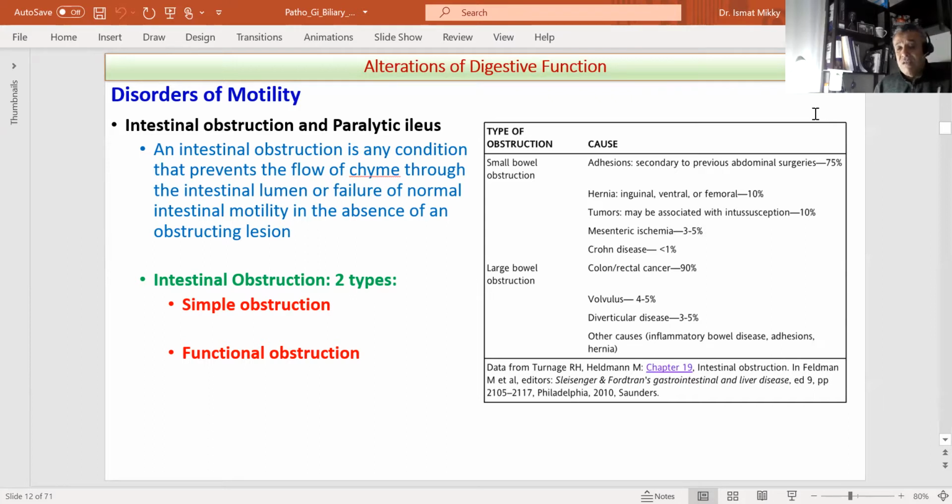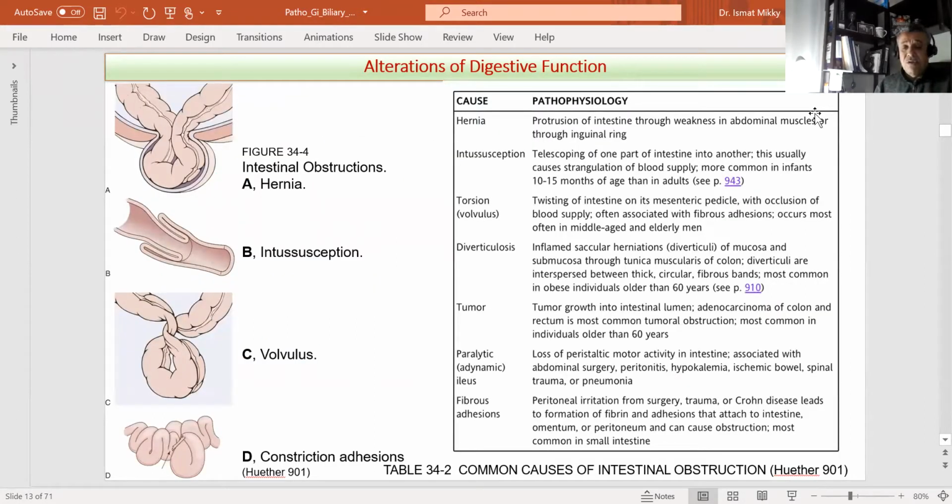The simple obstruction is the mechanical blockage of the lumen by a lesion or growth of tissue or tumors. But the functional obstruction is a failure of motility, which is the paralytic ileus, which often occurs after abdominal surgery. So a patient who may develop paralytic ileus post-op, that is a functional obstruction, not simple obstruction. Because simple obstruction is a mechanical blockage by the presence of lesions, tissues, tumors.